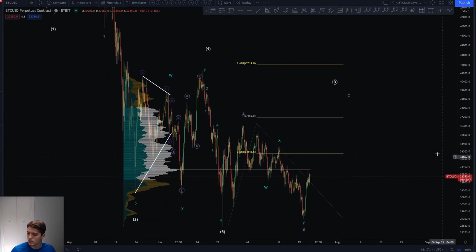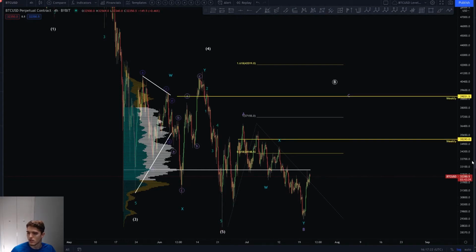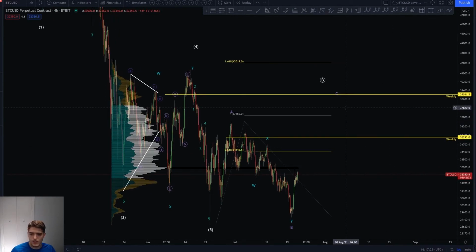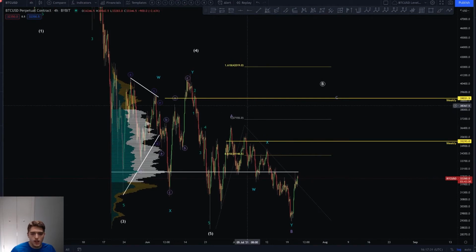Let's pull out some high time frame levels, so like weekly levels. Oops, that's not the right thing. So, okay, we have a weekly level at 35.3K and another one at 39K. And I like this 39K weekly level personally because there's a high volume node right around it.